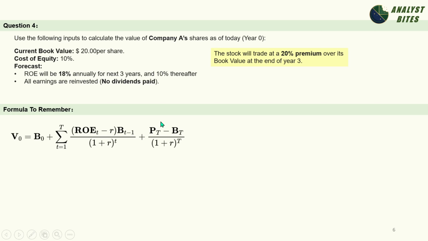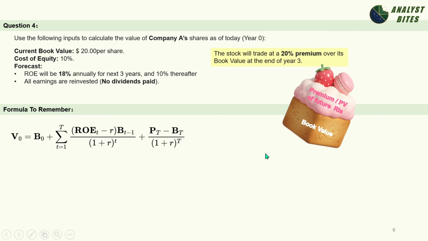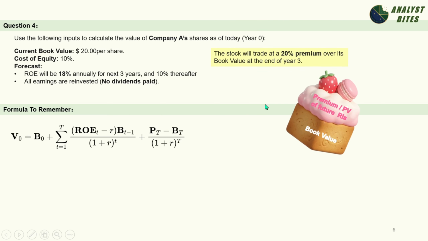Let's ignore the complex numbers on the left for a second. Please look at the little cake on the right. It's not just for decoration. It perfectly explains the logic of this problem. There is one key sentence in the question. The stock will trade at a 20% premium over its book value at the end of year 3. So what does this have to do with the terminal value?